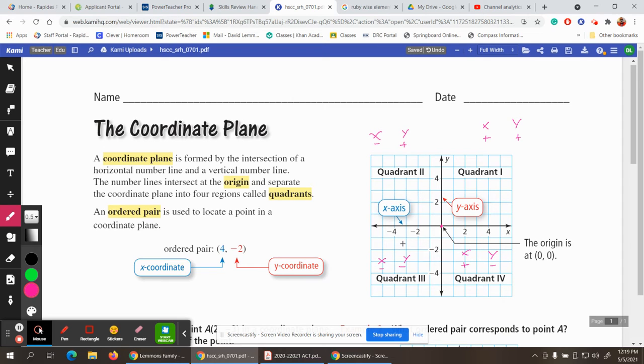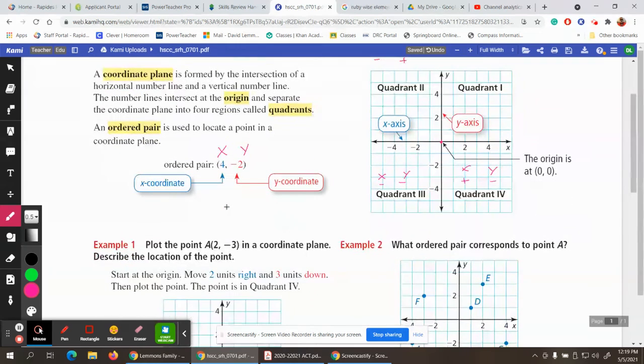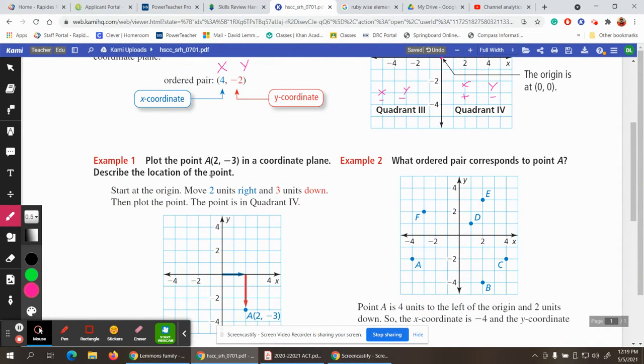Again, your ordered pair tells you how to do this. You always start with the x. Your x is always first, then your y. Okay, so let's take a look at example 1. Plot the point A (2, negative 3) in the coordinate plane.